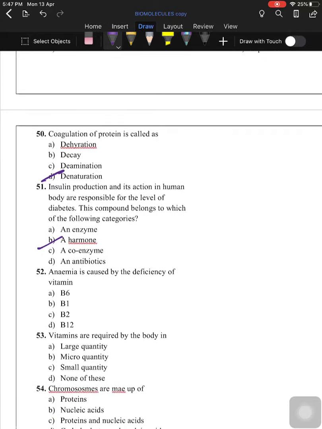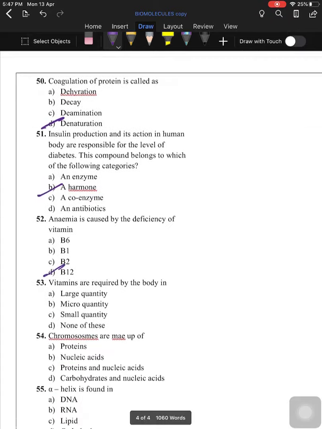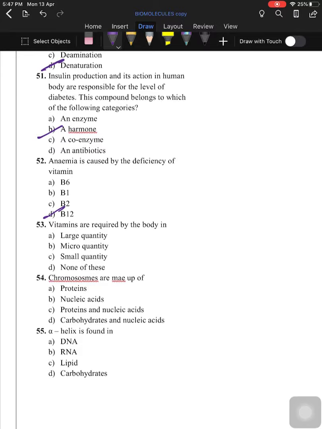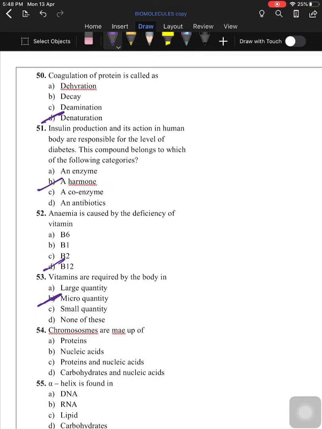Moving on to the 52nd, anemia is caused by the deficiency of vitamin dash. Very simple. It is caused by the deficiency of vitamin B12. 53rd one, vitamins are required by the body in a dash. See, if you look into the definition, a large quantity of vitamin is also dangerous, and not the required quantity is also dangerous. They are the micronutrients which are required by the body in a small dose. They are supposed to be called micro quantity. Therefore, for 53rd, vitamins are required in the body in a micro quantity. Very, very micro quantity they require.